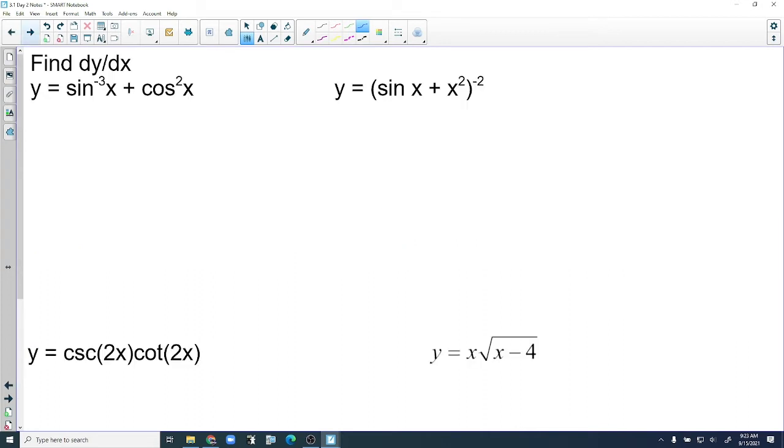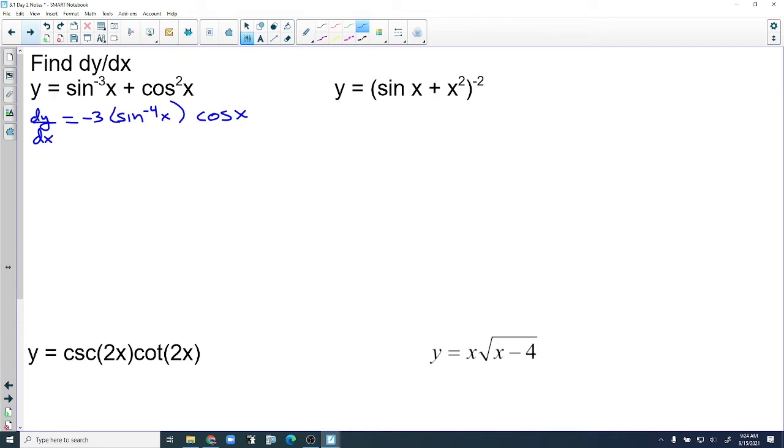Find the derivative of these. All right, I'll help you with the first one. dy dx is equal to, now the outside function is the power of negative 3. So negative 3 sine to the negative 4 of x. There's the derivative of the outside. And then the derivative of the inside is cosine x. So derivative of sine is cosine. So there's the first one.